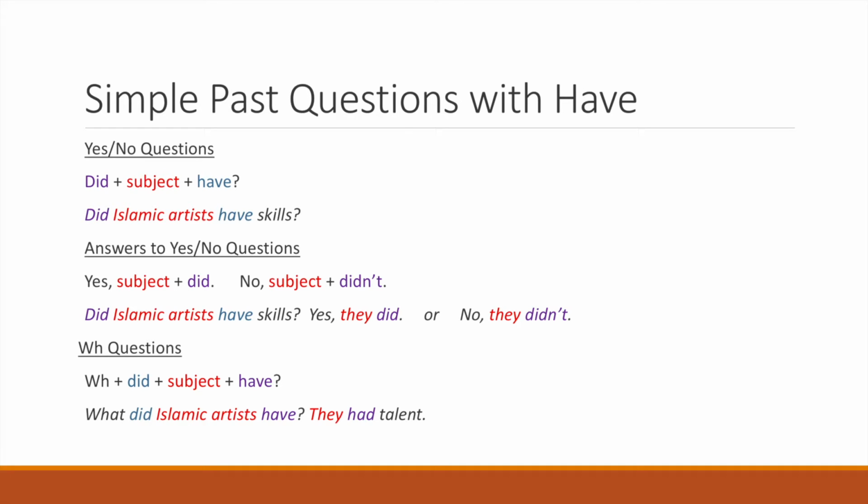To ask and answer WH questions about something in the past, first we use a WH question word, followed by did, then the subject, and then the base verb have. For example, what did Islamic artists have? They had talent. Again, because we're asking about Islamic artists, we know the subject pronoun can be they, followed by had, used for all subjects.